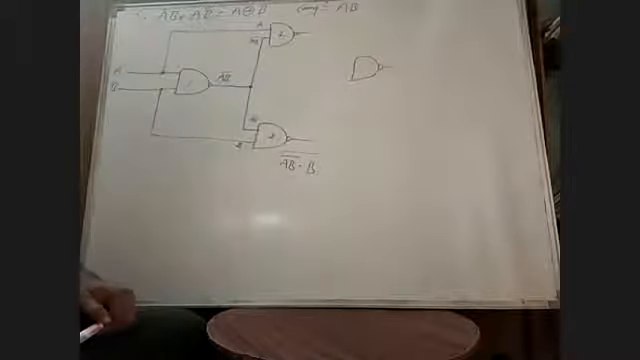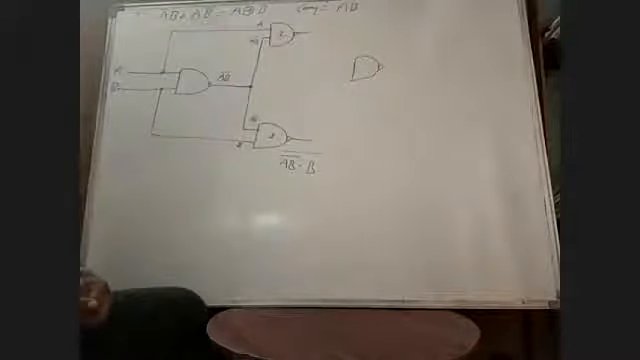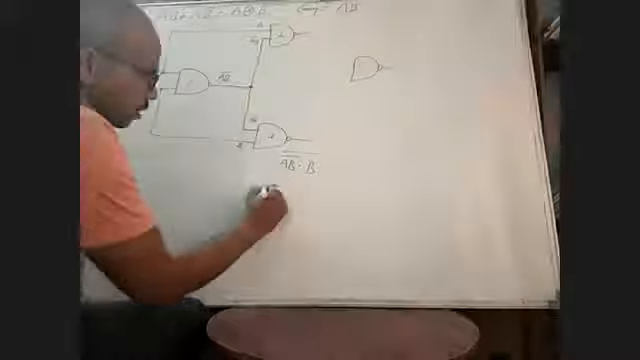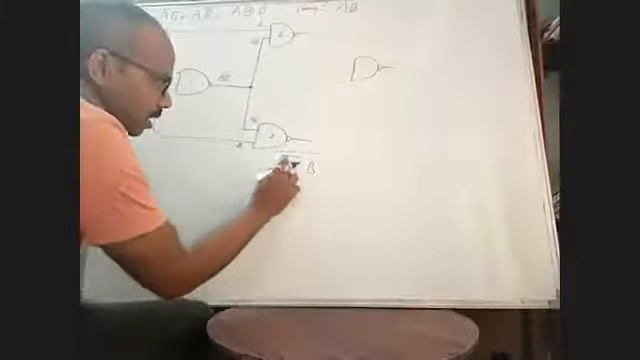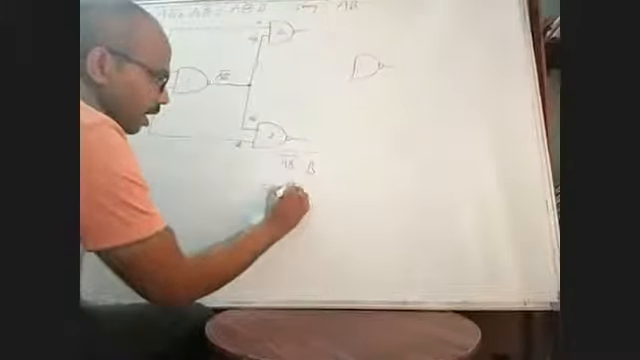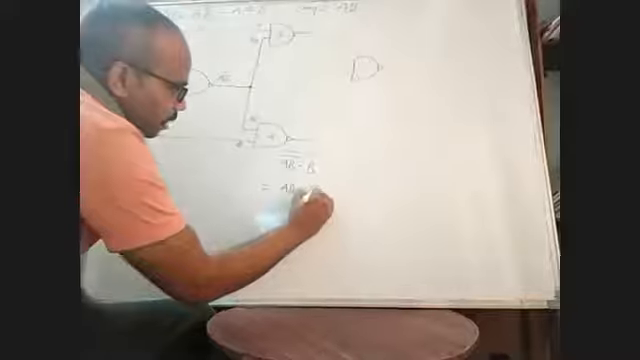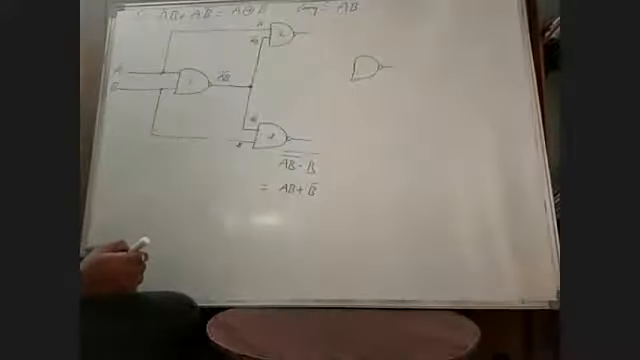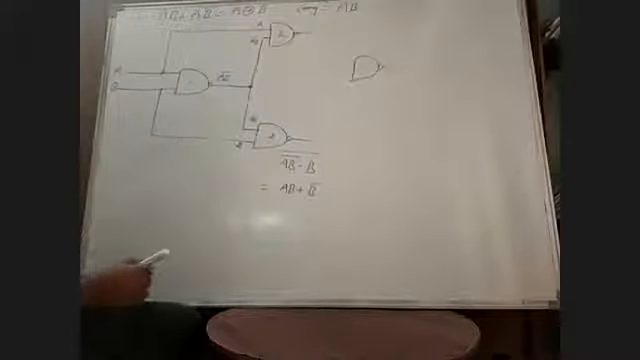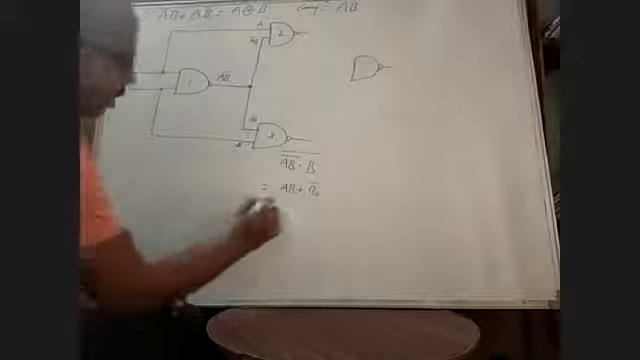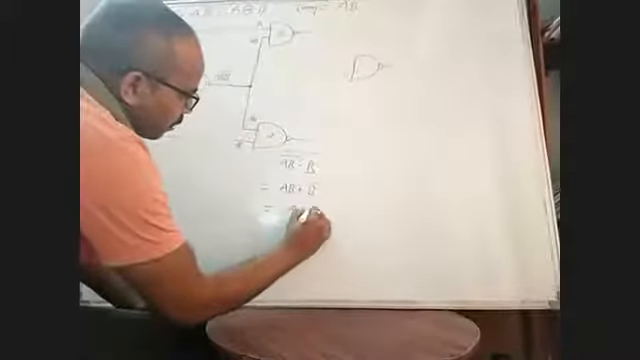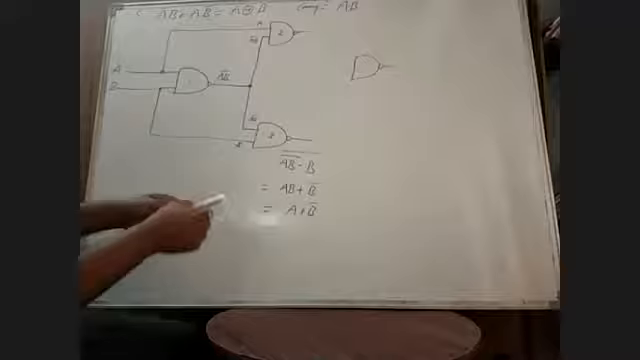If you expand this expression, I can write it by applying De Morgan's law. I can write (AB) double complement, that is, A(AB)' plus B(AB)'. By using the simplification law, we can simplify this as A plus B bar.